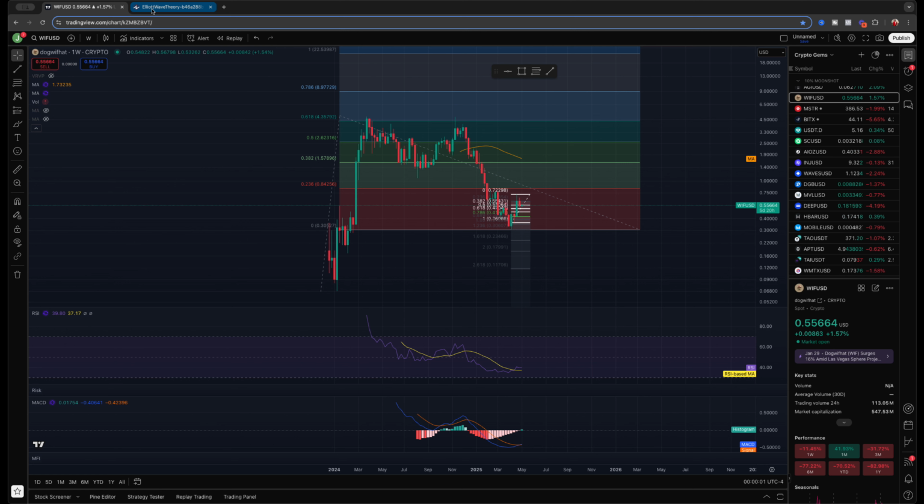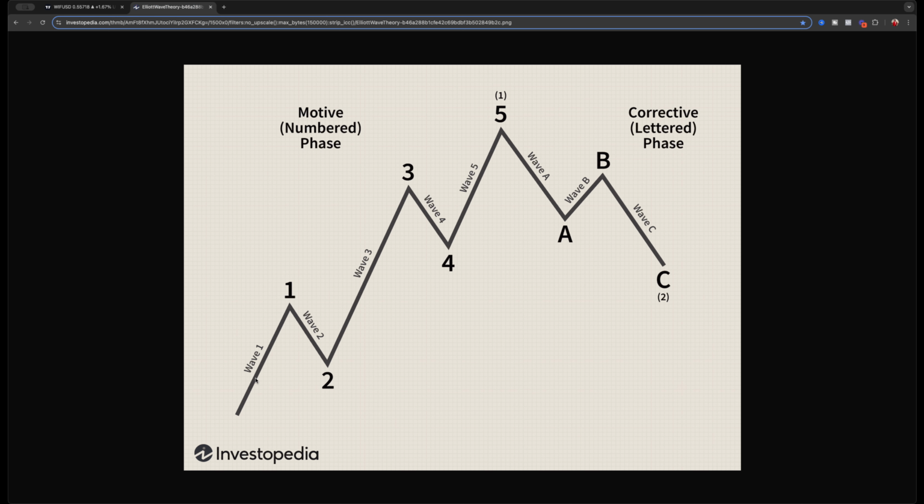Now, Elliott Wave is a way of analyzing the charts through this theory called Elliott Wave. Basically, behind this theory is that price moves up and down through different waves. It doesn't always go up, it doesn't always go down. And so a typical Elliott Wave structure looks like this.